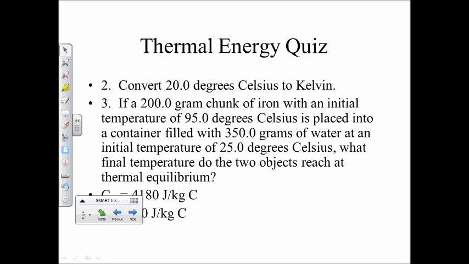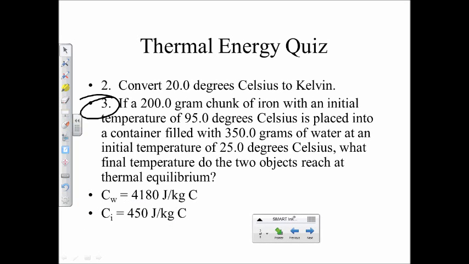All right, so we're going to work what's listed as problem 3 up here. This is a lot like the calorimetry lab thing we did the other day with the pieces of metal. We're going to take a 200 gram chunk of iron. It's initially got a temperature of 95. Put it into 350 grams of water. It's starting off at 25. And we want to know what final temperature they're going to come to.